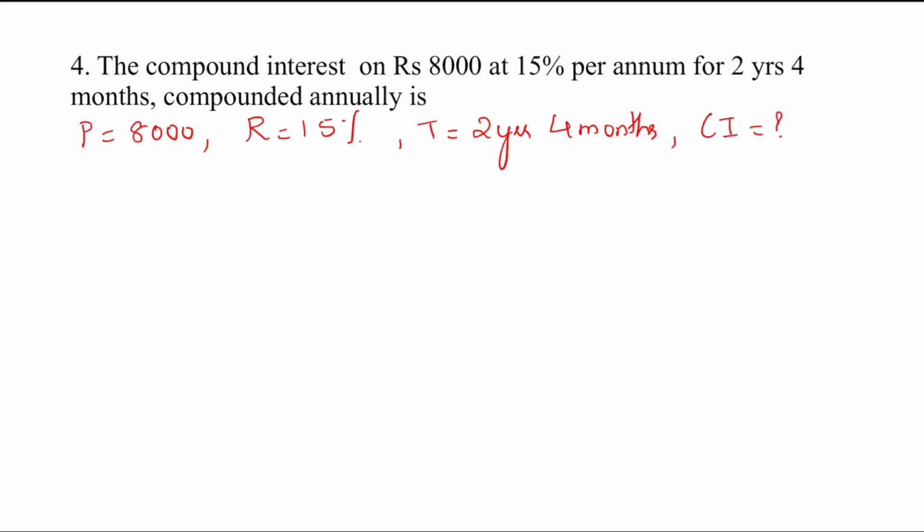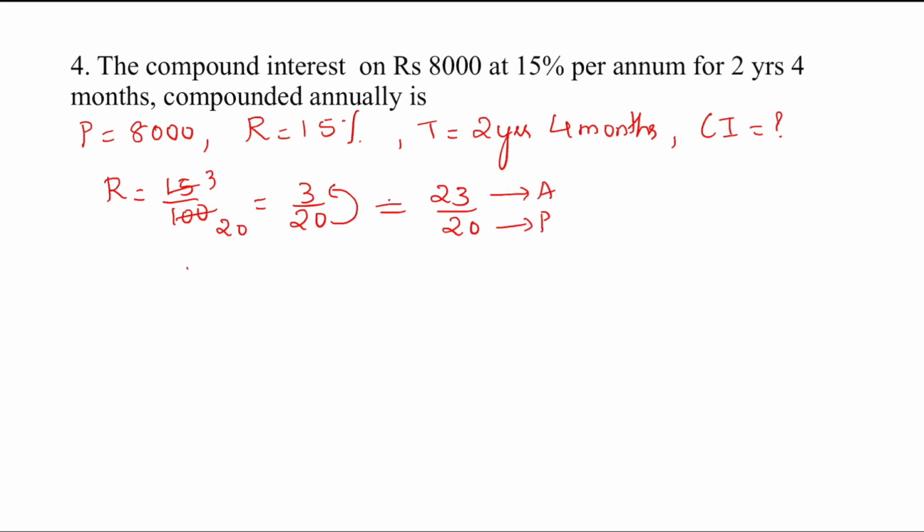So now we'll use the ratio method. Rate of interest we know is 15%. So this we can simplify as 5 3s are 15, 5 20s are 100, so 3 by 20. So if 20 is the principal amount, 3 parts increasing will give us the total amount. So 20 plus 3 is 23 by 20. So this is amount and this is principal. Therefore the principal to amount ratio is, if 20 parts is principal, 23 parts is amount.